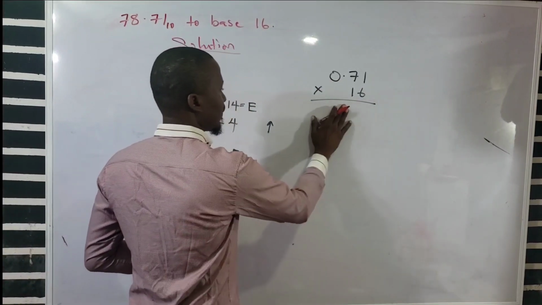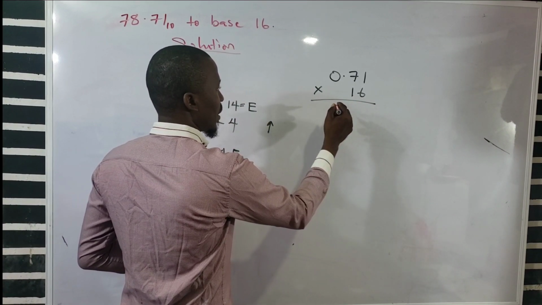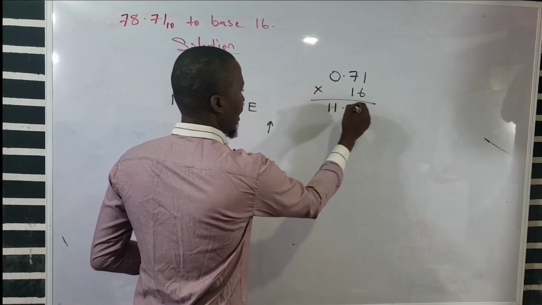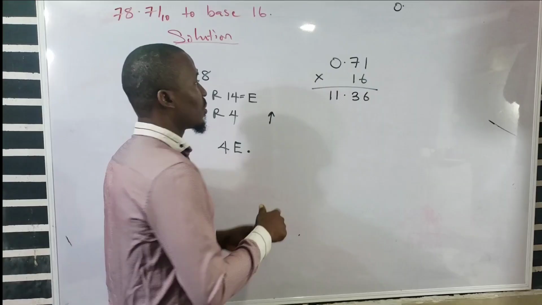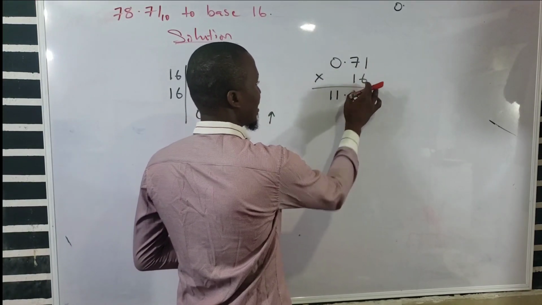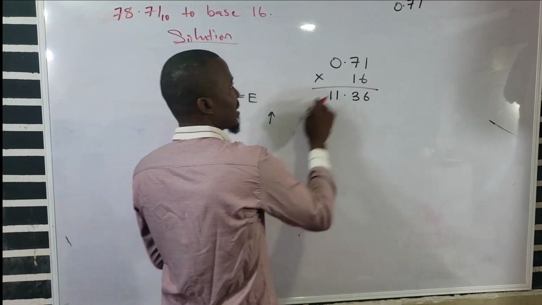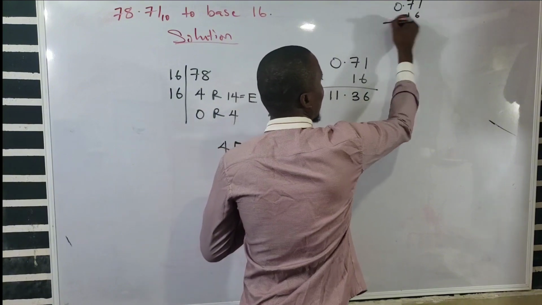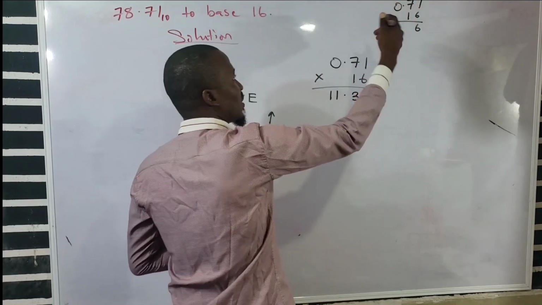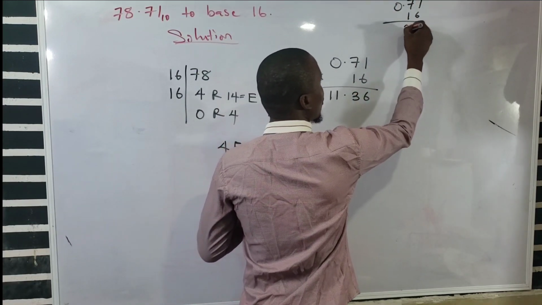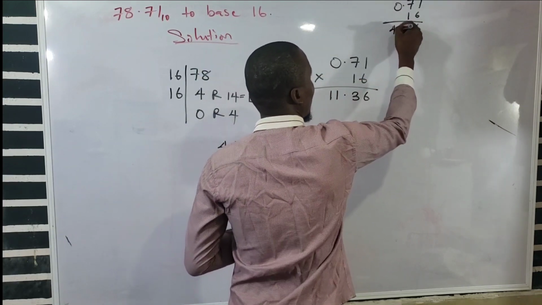That will give us 11.36. Okay, so you can do the multiplication. So when you multiply this by 16, okay, let's do that here so that you see how we have 11.36. So 71 times 16, that will give us 6 here. 6 times 36 will give us 42. So you write your 2 and take 4. That's 0 plus 4. That will give us 4.